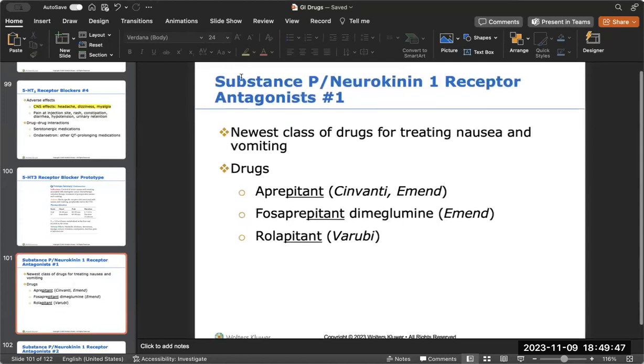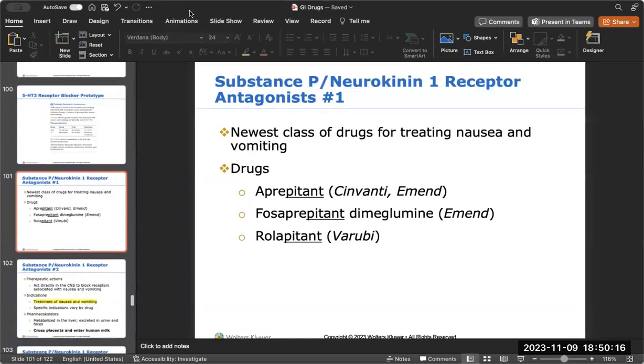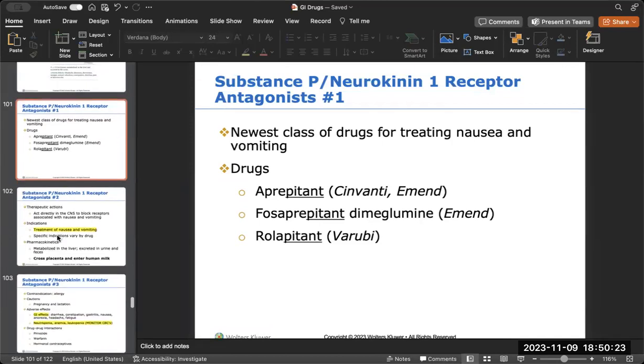Another class of drugs that are antiemetics is something called substance P/neurokinin 1 receptor antagonists. Anything that ends in pitant, aprepitant, fosaprepitant, rolapitant, they all cause reduction of nausea and vomiting, and these are used as antiemetics, okay? So that's what it's really good for. And this class of drugs can be identified because they end in this pitant ending.